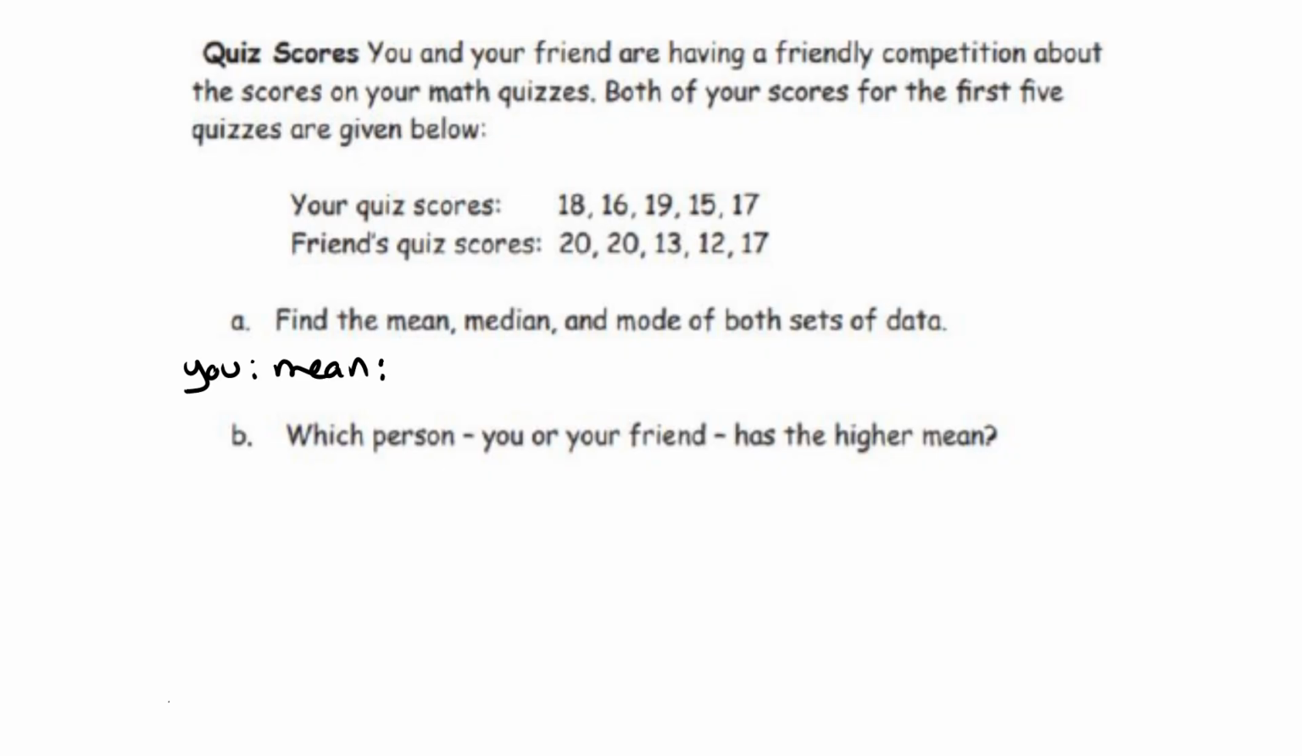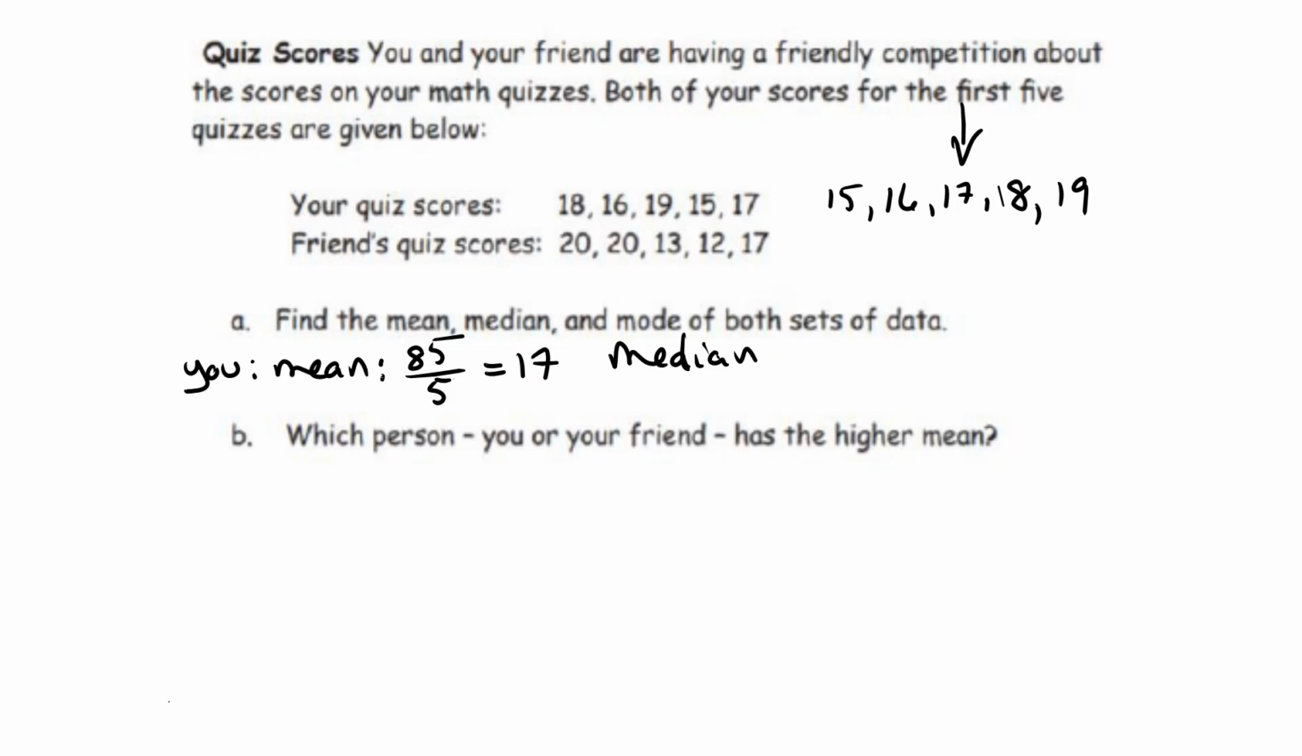Starting with the mean, we have to take all these numbers and add them up, and they add up to 85, and then we have to divide them by the number of data points, and we've got 5 data points. So the mean is 17. The median means we have to get all of the numbers first of all and put them in order. So we start with 15, 16, 17, 18, and then 19. The median then is the one right in the middle, so the median is 17. And finally the mode. There is no mode to this data because there's no number that's repeated more than once.